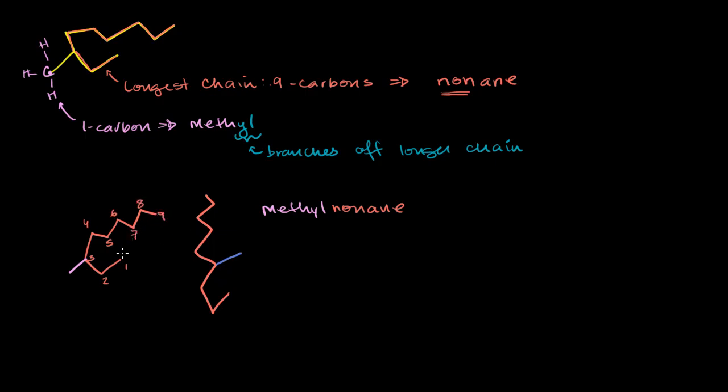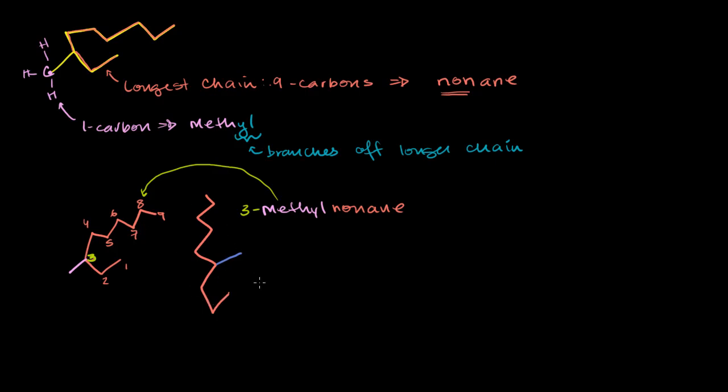So in this case, this would not just be methylnonane. Let me make this very clear. It would be 3-methylnonane, because the methyl group, that one carbon, that one CH3, is attached to the third carbon on our nonane backbone. So that right there is 3-methylnonane.